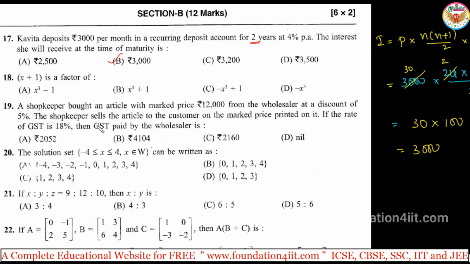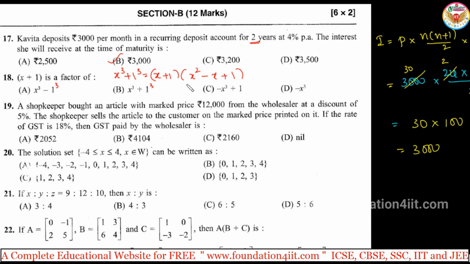Yes. And next one, x plus 1 is a factor of. So 1 we can assume like 1 cube. We have the formula a cube plus b cube and a cube minus b cube. Okay, a cube plus b cube. So x cube plus 1 cube is equal to x plus 1 into x square minus x into 1, x plus 1 square. So this is the x cube plus 1 cube formula. So in x cube plus 1, x plus 1 into this. So x plus 1 is a factor.